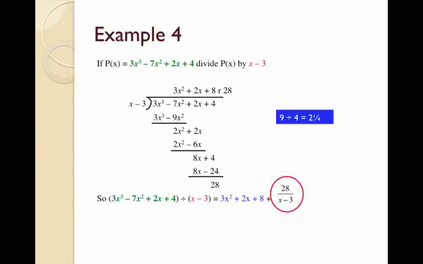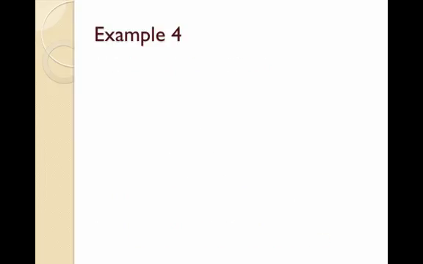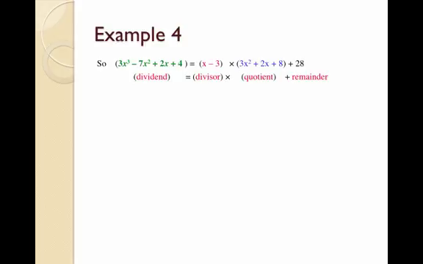And this is how our remainder is written in our answer: 28 over what we divided by, the x minus 3. Again, we can also write this as a product, as our multiplication. And this is important that we can do this because later on with the remainder theorem, this is essential. Let's look at how we can write this in another way. Let's say we have 3x cubed minus 7x squared plus 2x plus 4. It gives us our answer, which is a product, plus the remainder of 28.